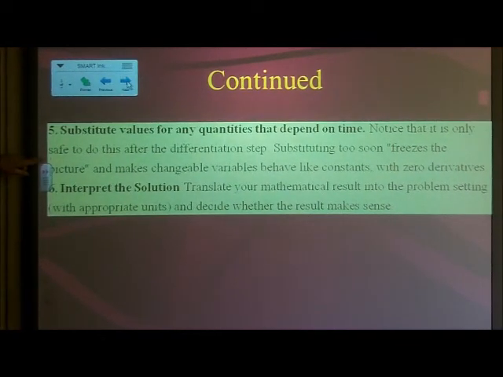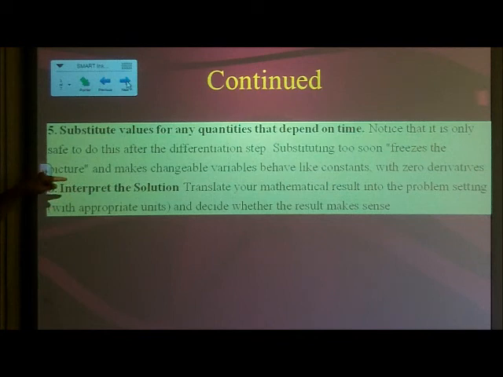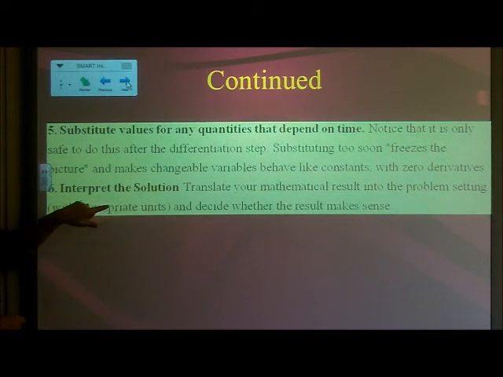At the very end, you're going to substitute values for any quantities that depend on time. You have to do it after you differentiate. You cannot put the values in too soon. Here they say putting it in too soon freezes the picture, because you have values for a particular time. You can't put the values in until the very end unless it's a constant. If it's a constant, you can put the value in at the beginning because it's not moving.